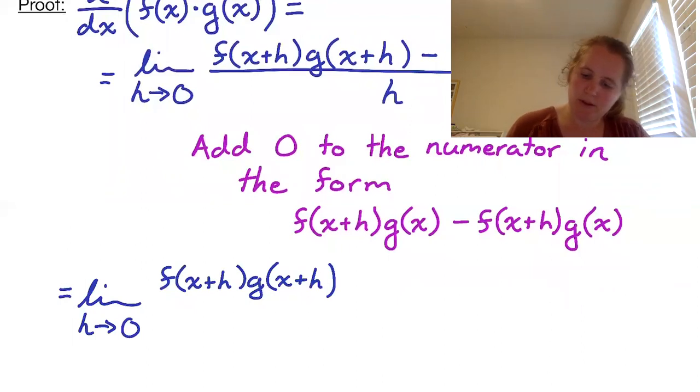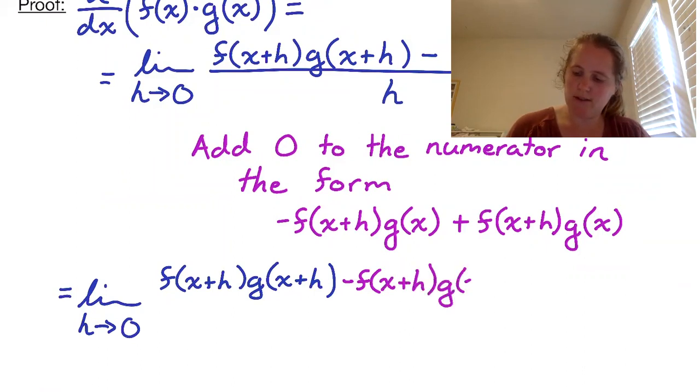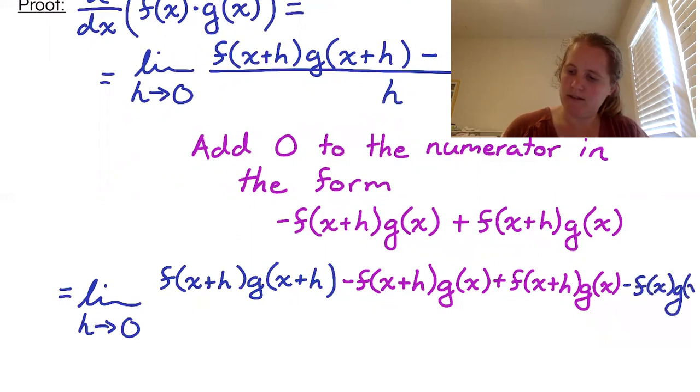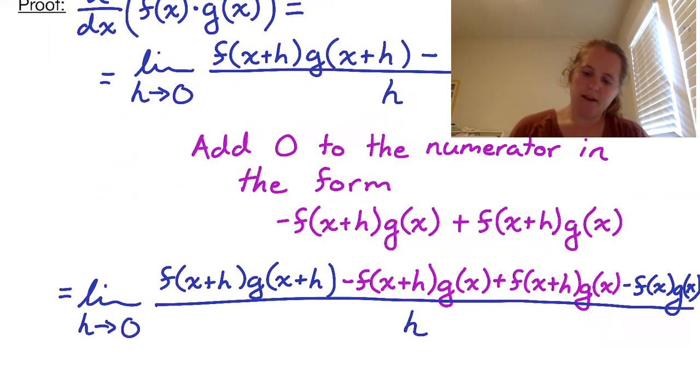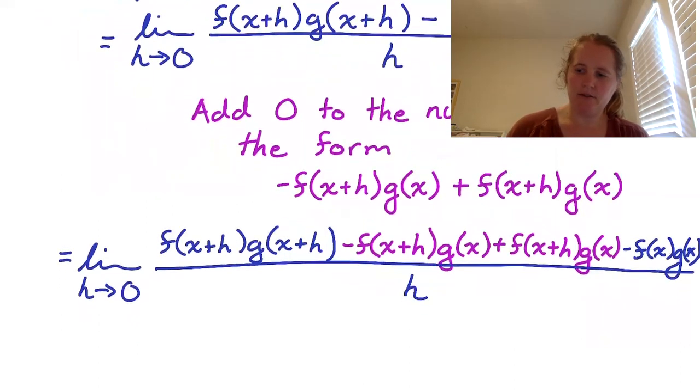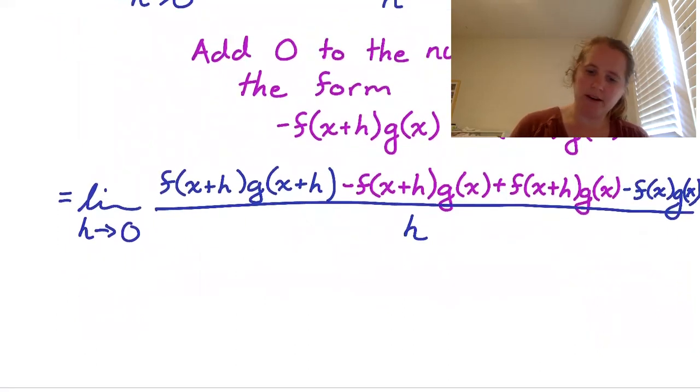Then I'm going to actually do them in backwards form. Let's do negative f of x plus h times g of x. Then we will add f of x plus h times g of x. And then we will subtract f of x times g of x. I apologize, that got a little squished. And that whole thing is divided by h. And then I'm going to group these terms and factor.